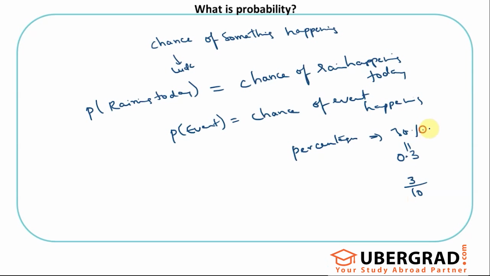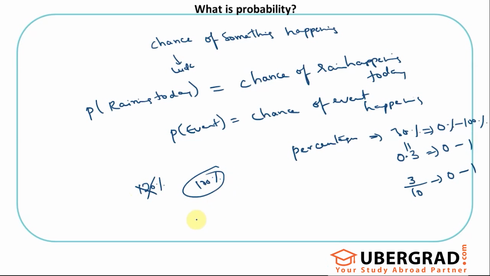If you see this, probability will generally range from 0 to 100%, or 0 to 1 in decimal form, or 0 to 1 in fraction form as well. The maximum for a probability, I can never have a probability of an event happening as 120%. It will never cross 100%. 100% basically means it will happen.